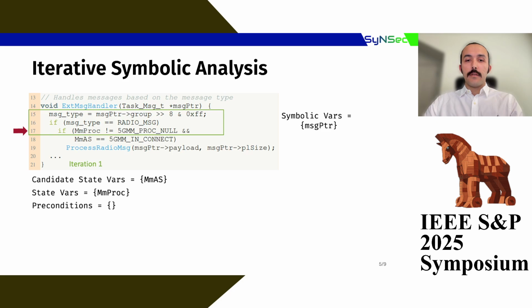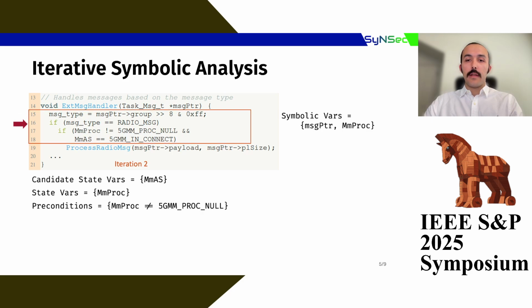In the second iteration, mm plus is now treated as symbolic. This lets the analyzer explore both sides of the branch on line 17. It reaches the path leading to line 18 and records a precondition on mm plus.